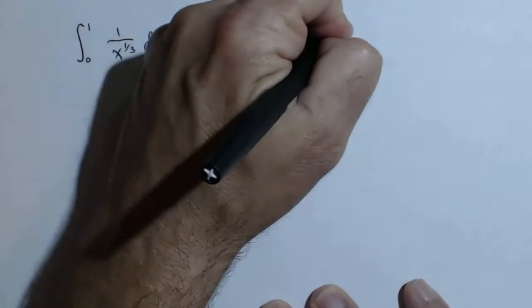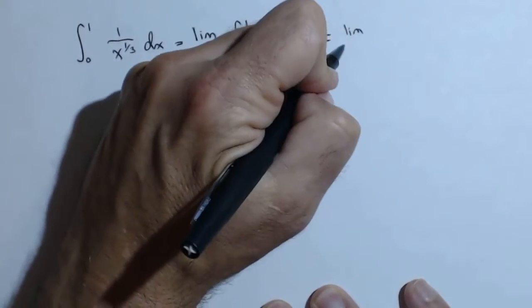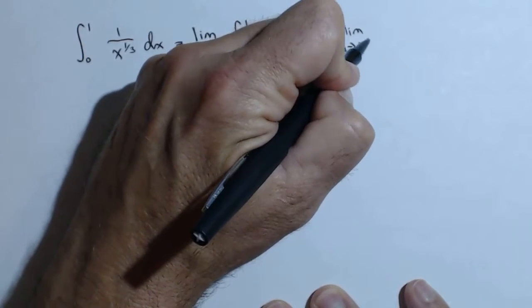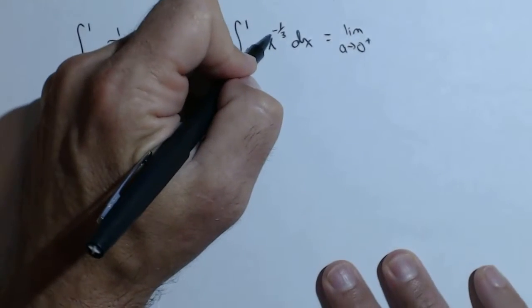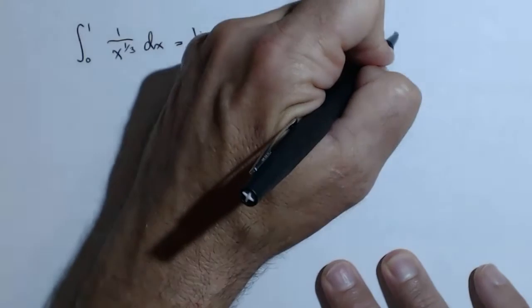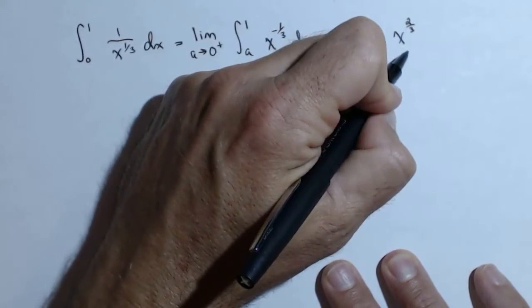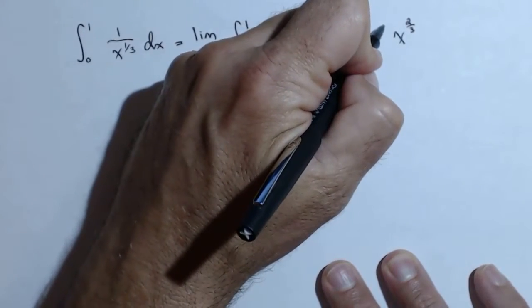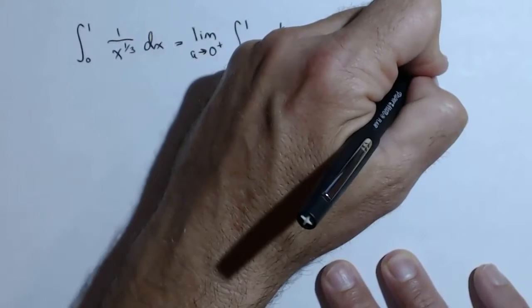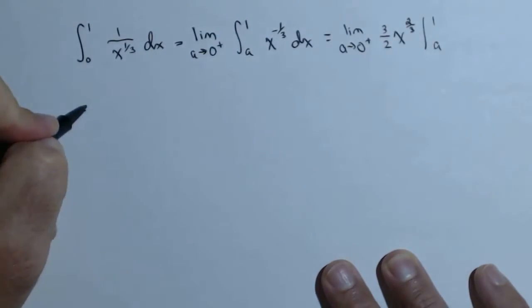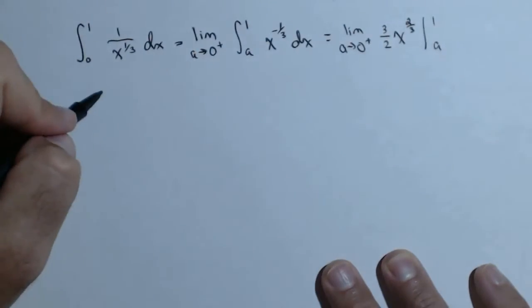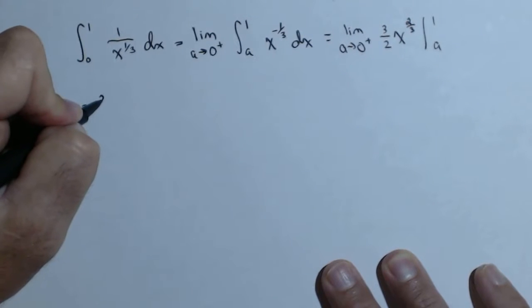So now we have the limit as a approaches 0 from the right, and we take our antiderivative, so we increase the power by 1, so that becomes a 2/3, and divide by the new power. Well, dividing by 2/3 is the same thing as multiplying by 3/2, and this is going to go from a to 1. So the 3/2 can be pulled out in front of the limit if you like.